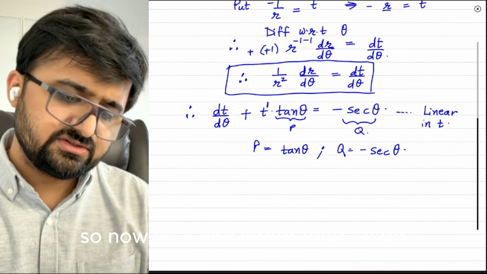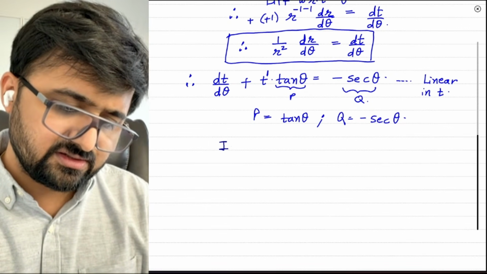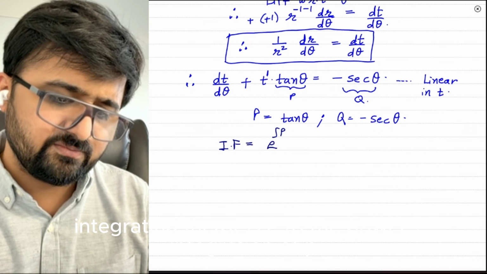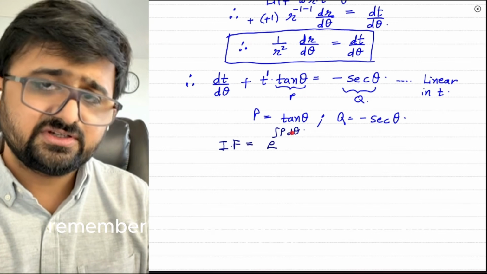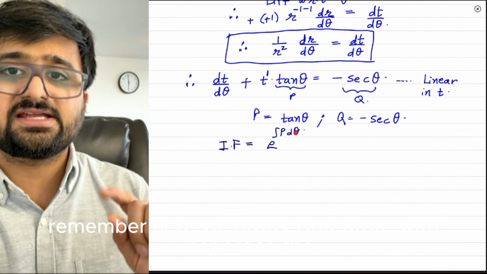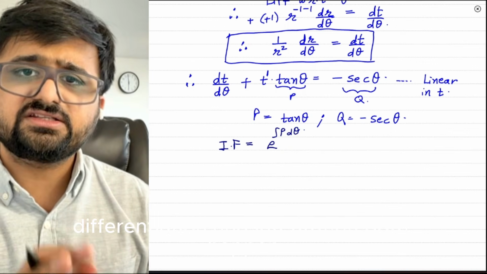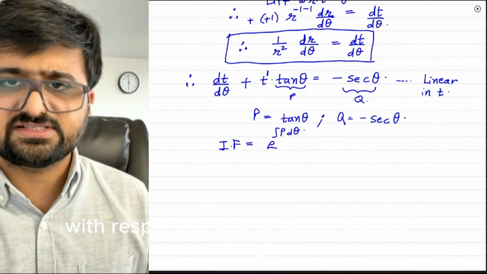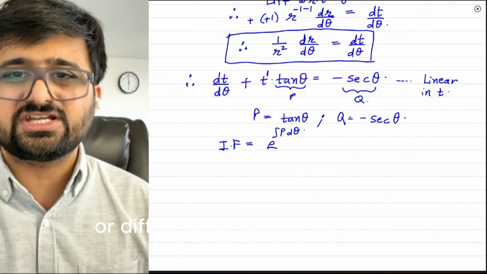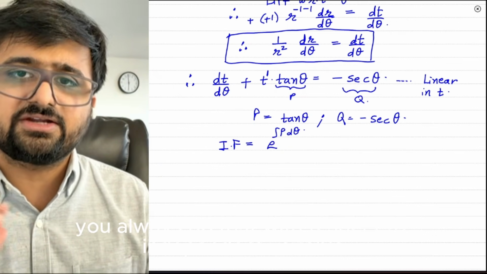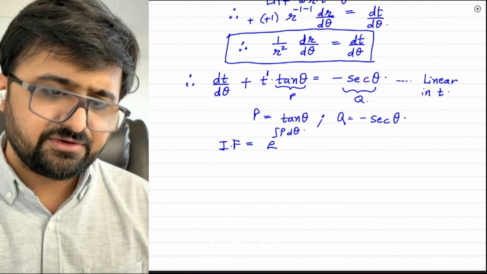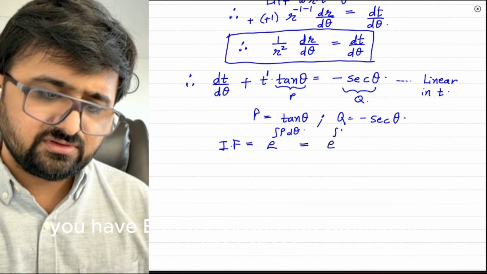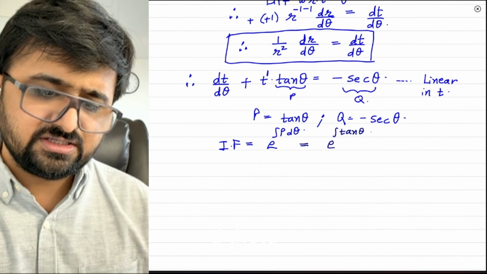Now let's find the integrating factor. Integrating factor is e to the power integration of p d theta. Remember, here we always integrate with respect to the independent variable. Differentiation and integration both happen with respect to the independent variable always. You never integrate or differentiate with respect to the dependent variable. So you have e to the power integration of tan theta d theta.